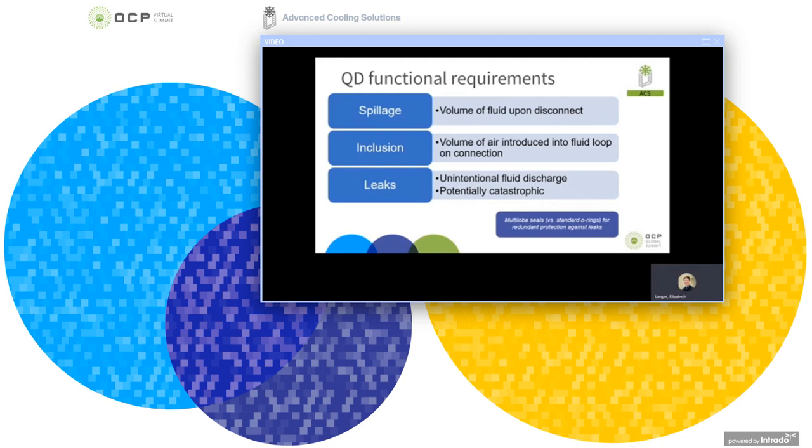And of course, leaks, unintentional fluid discharge, which could potentially be catastrophic, especially if the coolant being used is a conductive fluid and falls on those highly sensitive electronic devices. Some ways to mitigate and enhance seal efficacy and reliability are to deploy multi-lobe seals versus standard O-ring profiles, or redundant protection against sealing and leaks in quick disconnects.